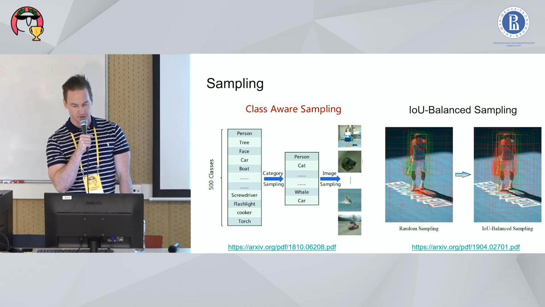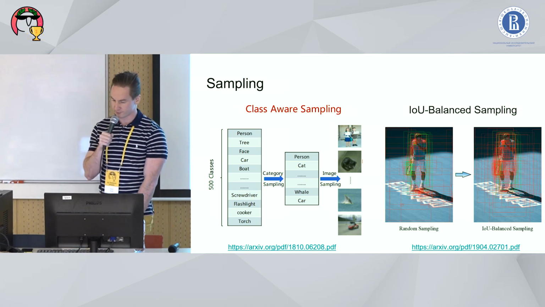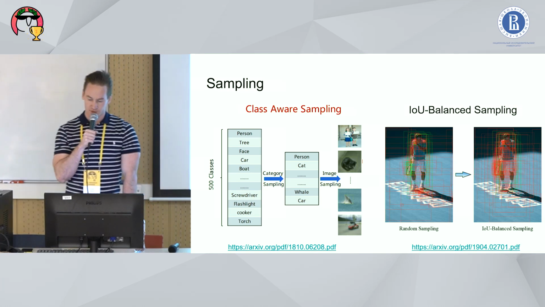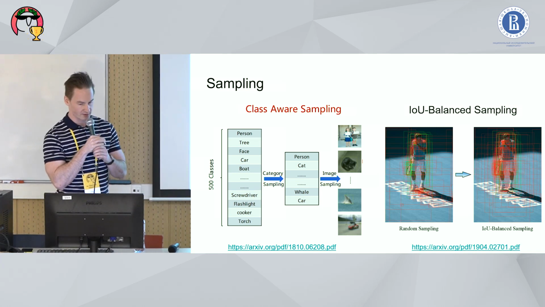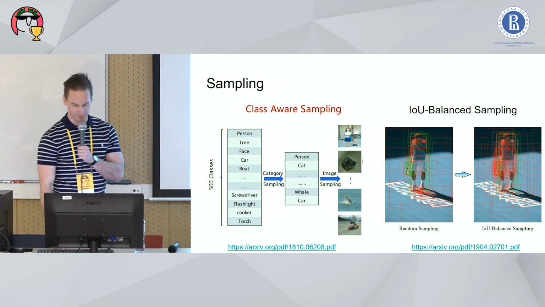And also I used some kind of IoU-balanced sampling for proposals. It was from Libra RCNN, from this article. So it also improves your performance because proposals are selected more carefully than random.